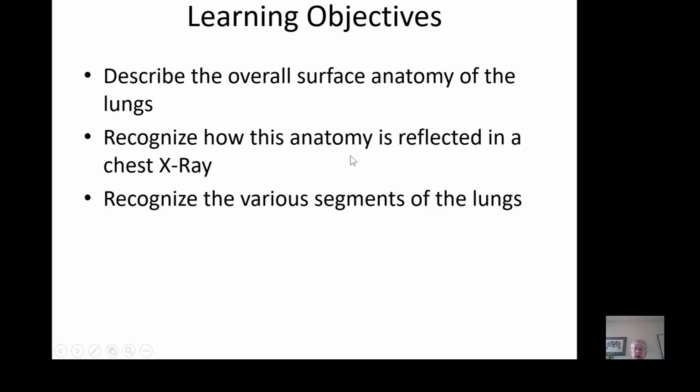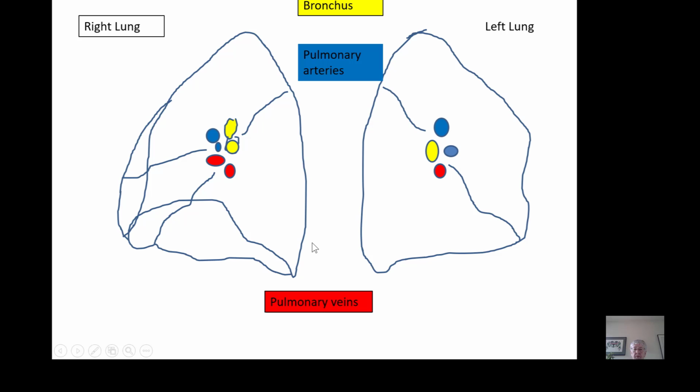So the learning objectives in this first part are to describe the overall surface anatomy of the lungs, to recognize how it's reflected in the chest x-ray and the CT scan, and to recognize the various segments of the lung.